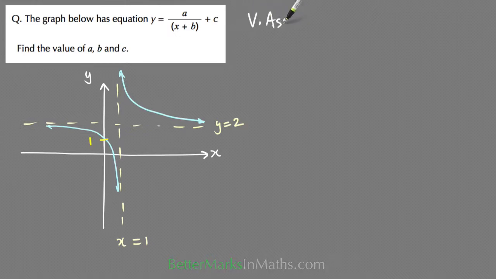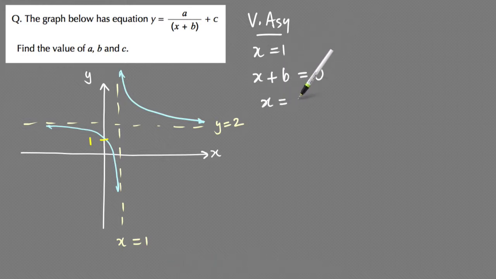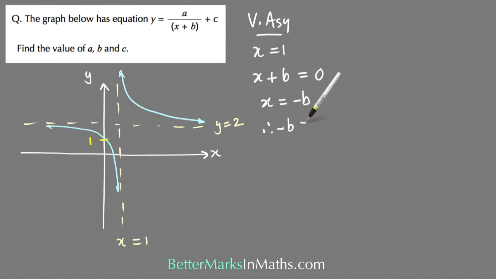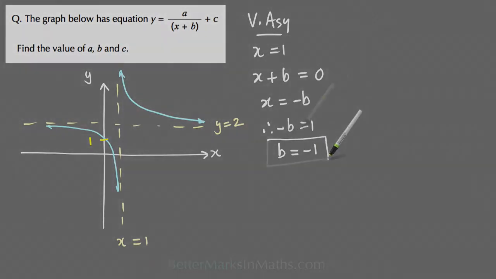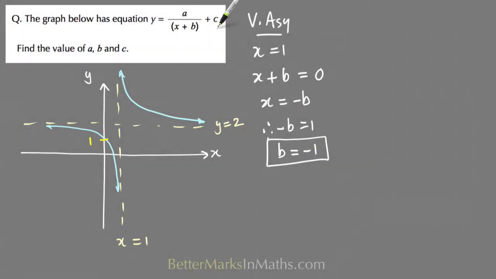the vertical asymptote, the equation of it is x equals 1, and also from here the equation of the asymptote you'll find from just letting that denominator x plus b equal 0. So from there x equals minus b. If x equals 1 and x equals minus b, therefore minus b would equal 1 and b equals minus 1. So there's b.